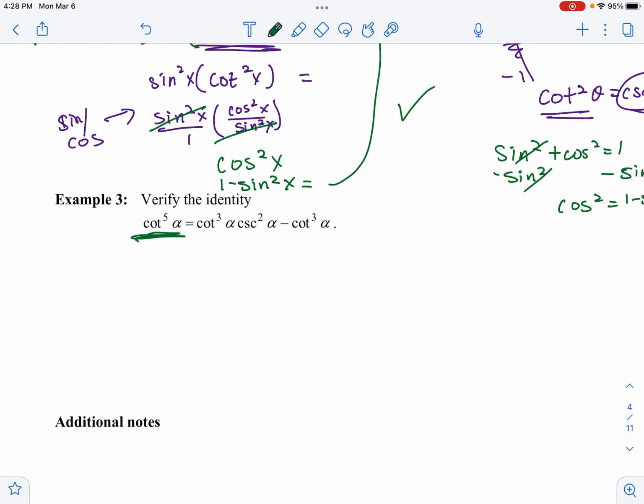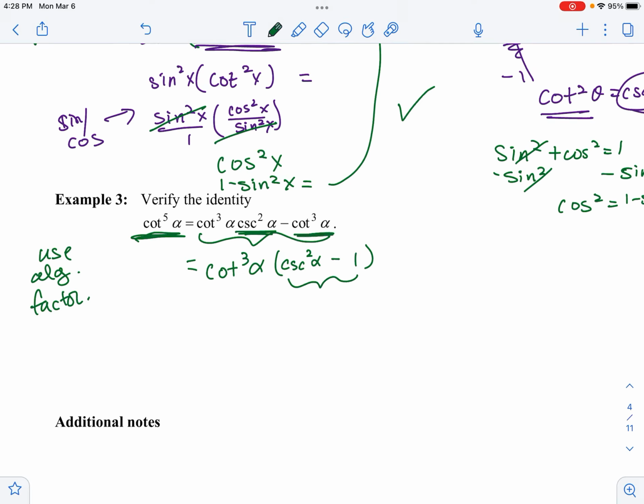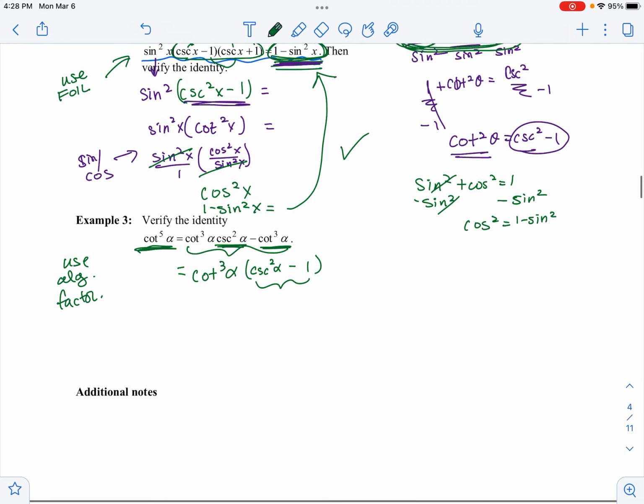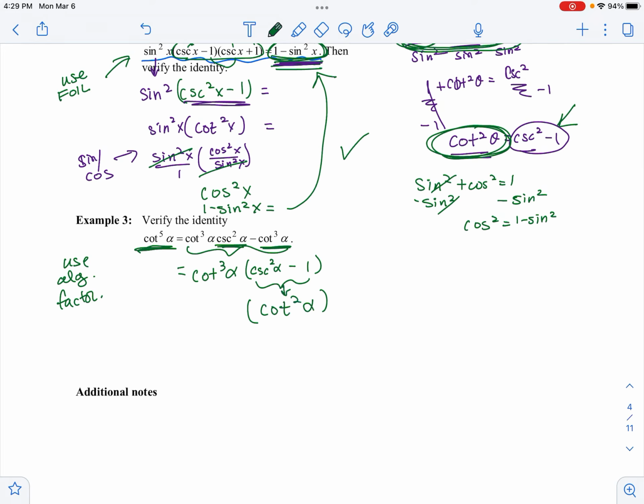So I'm going to start off and use algebra to factor. What that's going to leave me is, I see that both of them have a cotangent cubed alpha in common, and that leaves me cosecant squared minus 1. This looks a lot like a Pythagorean identity that we've seen before. Haven't we seen this? We already found it up here. Cosecant squared minus 1 is really cotangent squared. So I'm going to replace it with cotangent squared alpha right here.